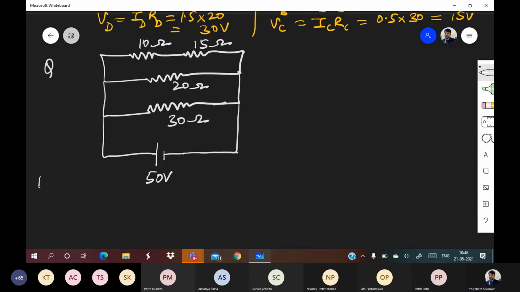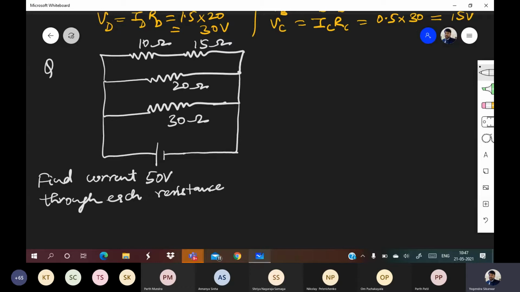Question: Find current through each resistance. Also find potential drop. Okay, that is the question.